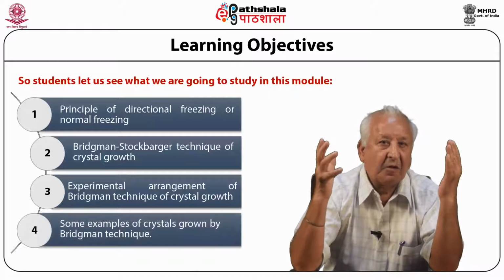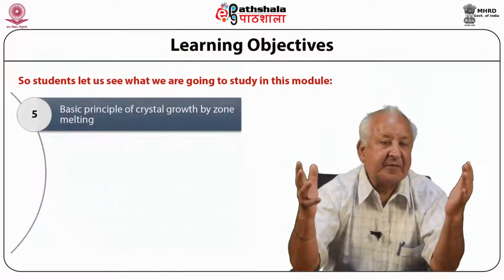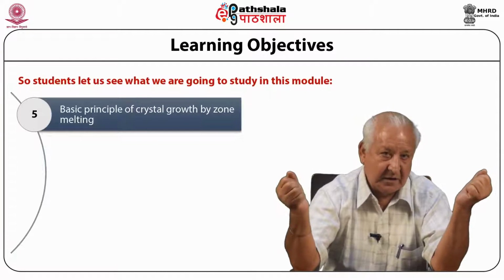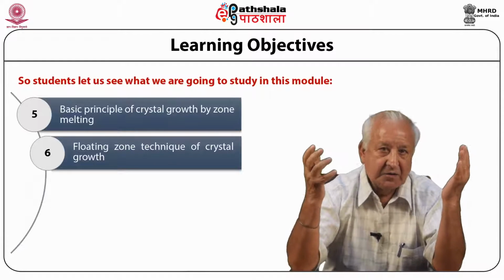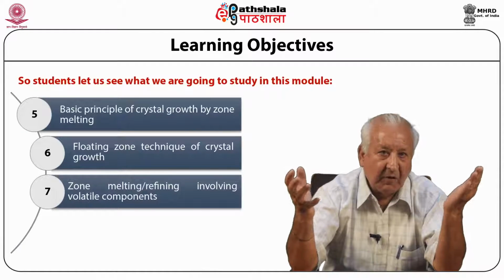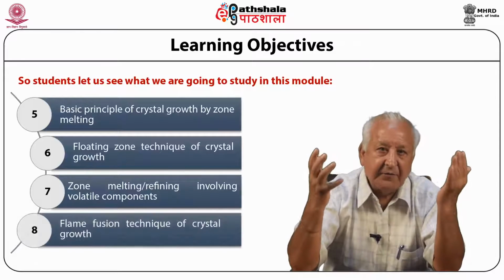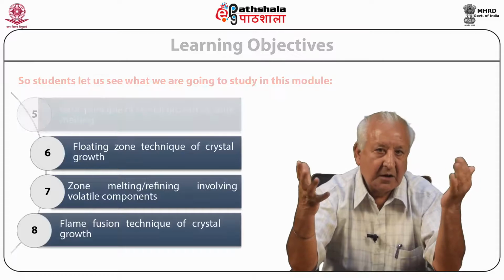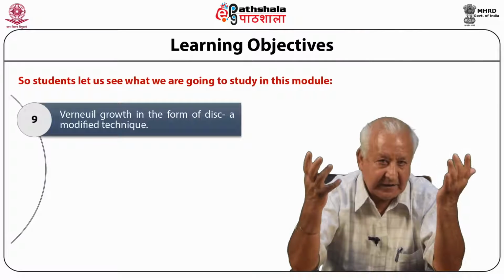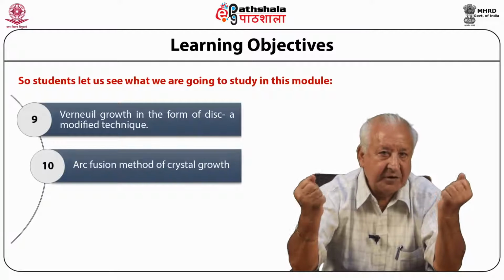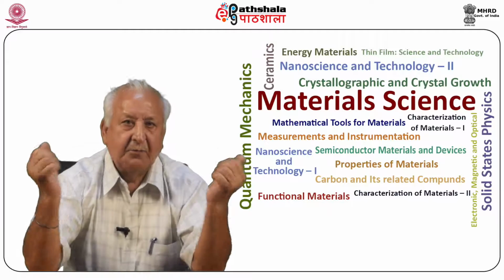Some examples of crystals grown by the Bridgman technique, the basic principle of crystal growth by zone melting, the floating zone technique of crystal growth, and zone melting refining involving volatile components. We will be discussing the flame fusion technique of crystal growth, the Verneuil growth in the form of a disc, which is a modified technique, the arc fusion method of crystal growth, and skull melting of crystal growth.